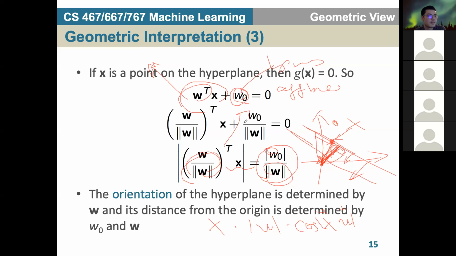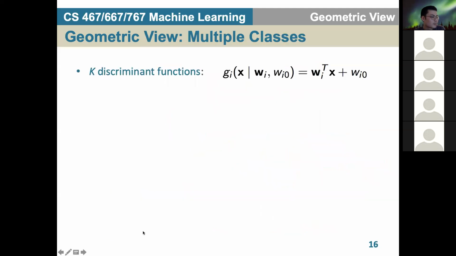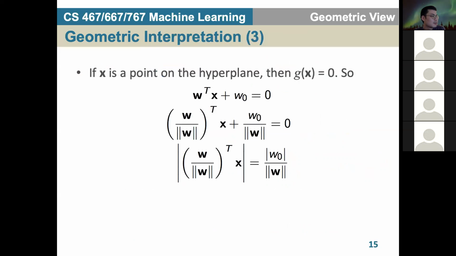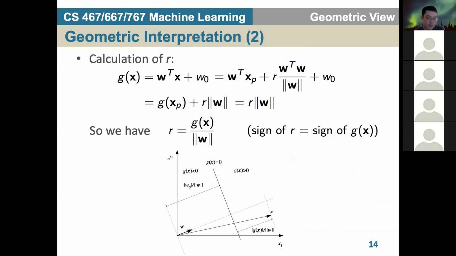Any questions? For simplicity, W is determining the orientation, and the distance is determined by W0 and W. Okay, let's go back to the previous one, with a little bit more words here.